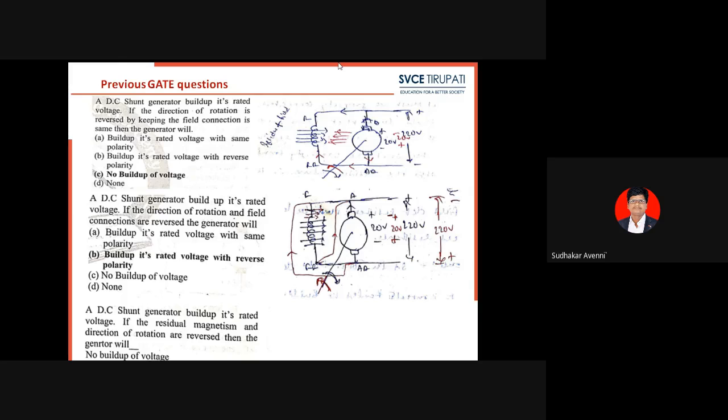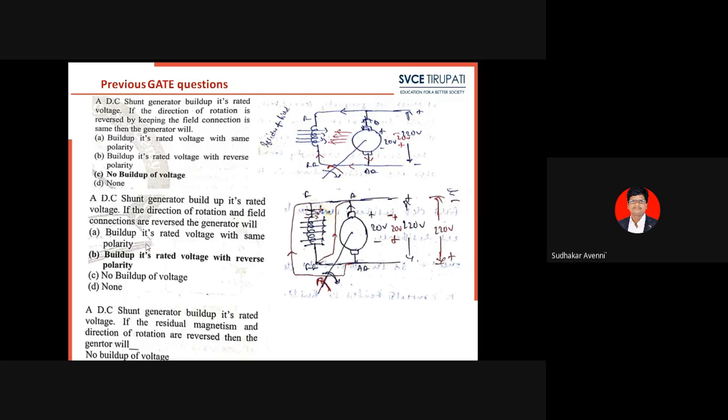When the residual voltage developed in the armature terminals is reversed, the current flowing in the shunt field winding also reverses direction. A reverse field flux will be generated in the shunt field winding. This flux opposes the residual flux, and the net flux comes to zero. When the net flux comes to zero, no buildup of voltage takes place in the DC shunt generator under these conditions. For that reason, C is the right option.